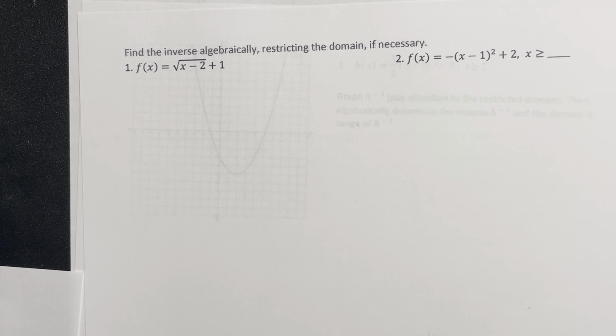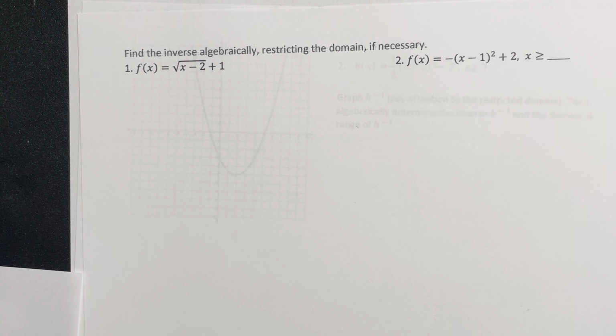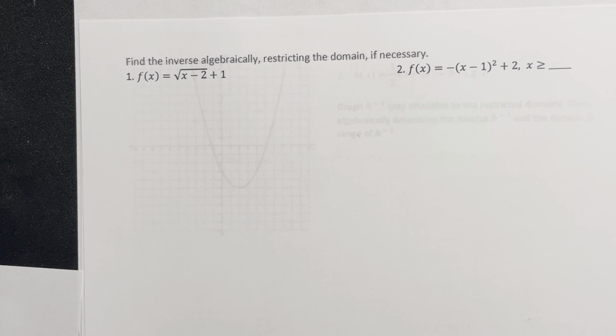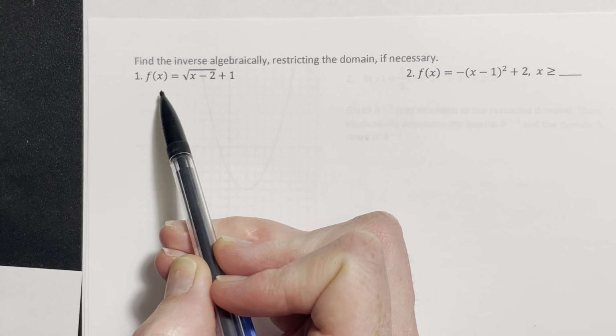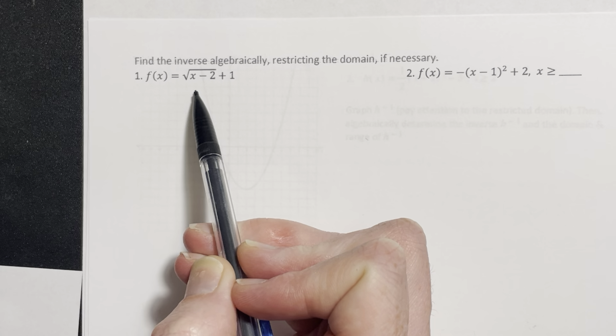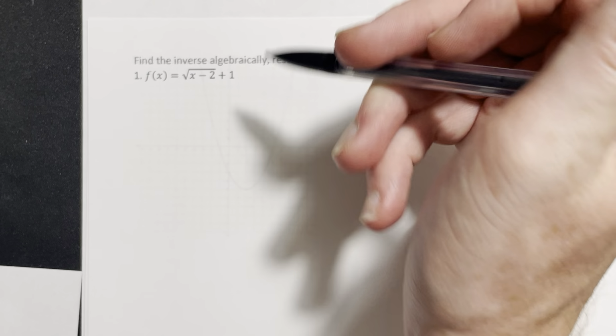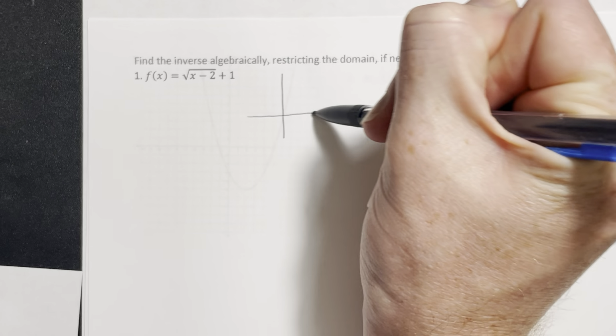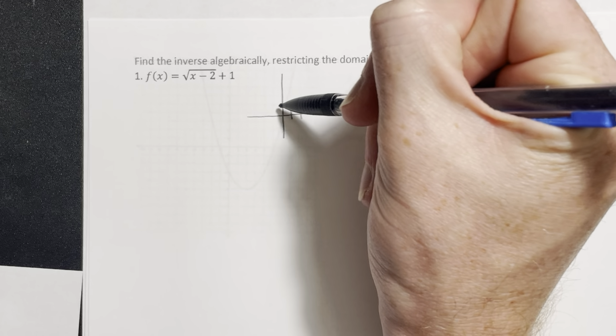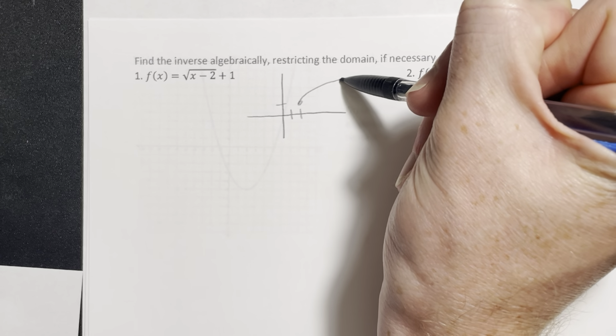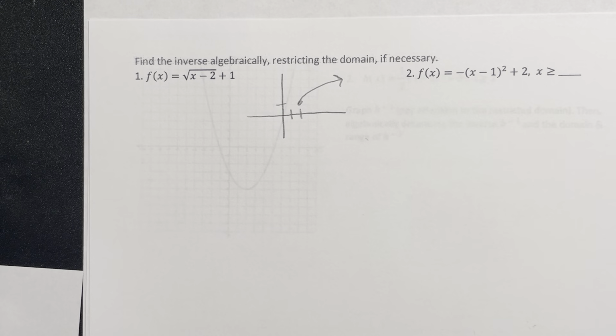We're going to look at a few of these without a graph. So we're going to find the inverse algebraically and restrict the domain if needed. But it is always helpful to think about what this would look like graphically. So if I did f of x equals the square root of x minus 2, plus 1, that function shifted right 2, up 1, and would look something like this.